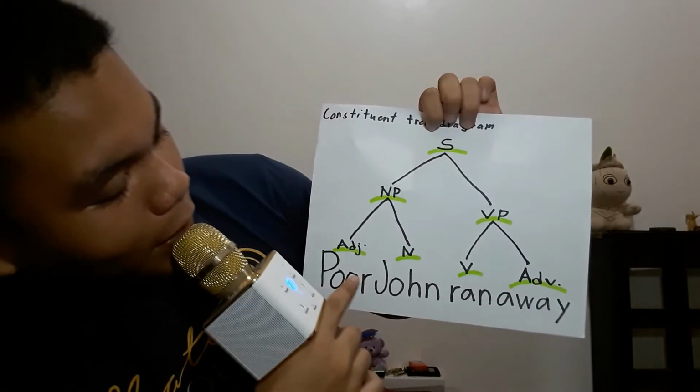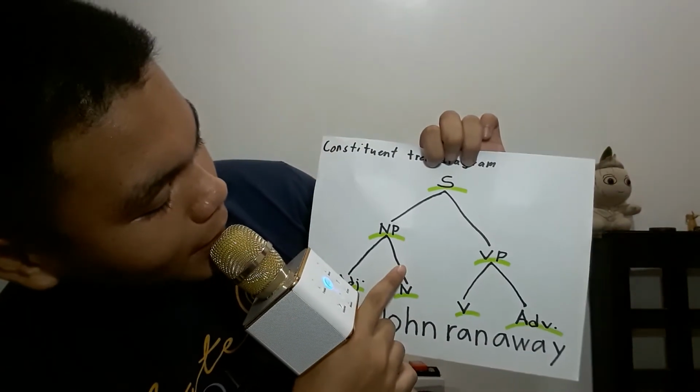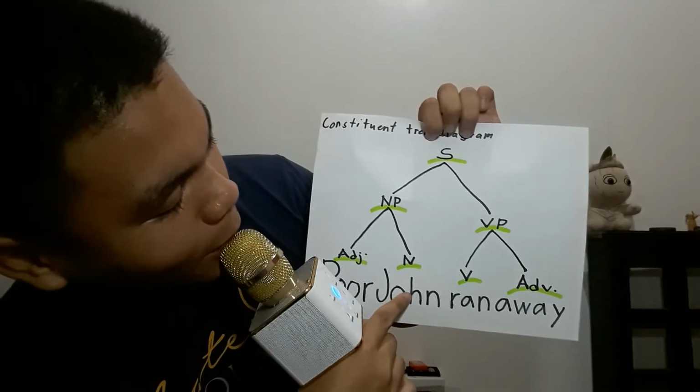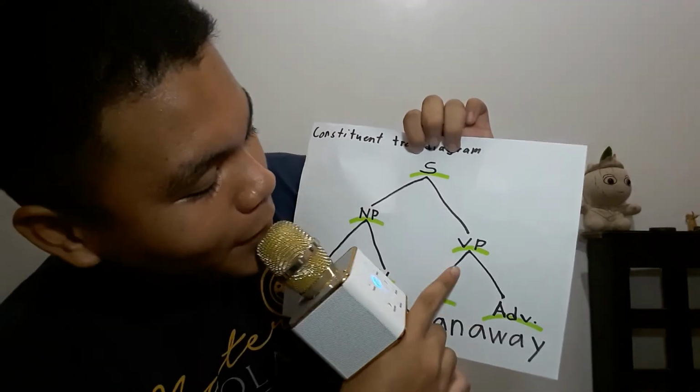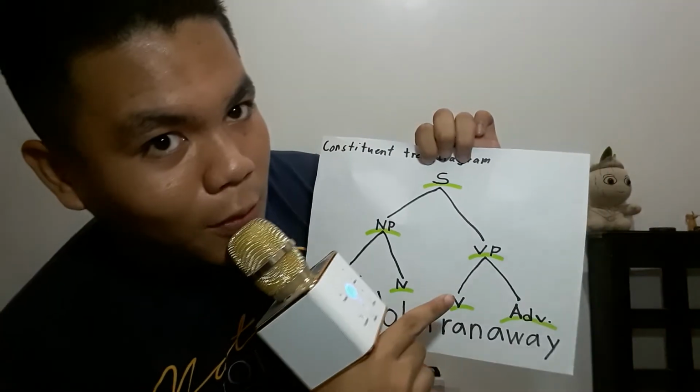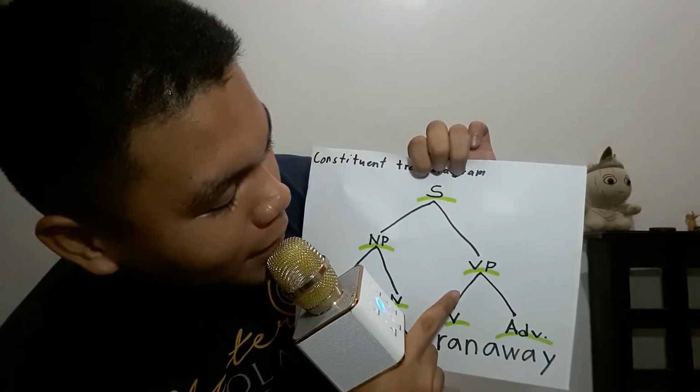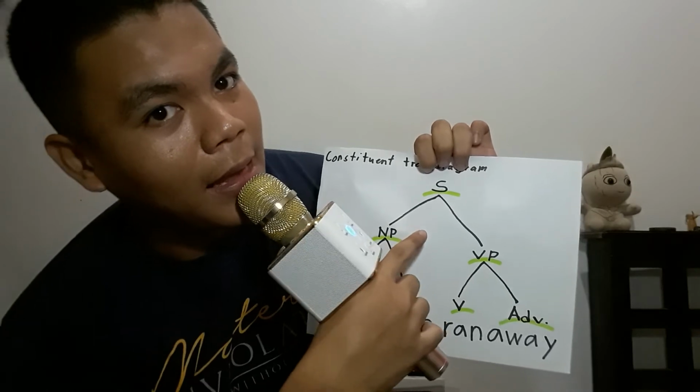And then we are going to move up the structure. The adjective plus noun will become the noun phrase. The verb plus the adverb will become the verb phrase. And if we add these two, the noun phrase and the verb phrase, we will have the sentence.